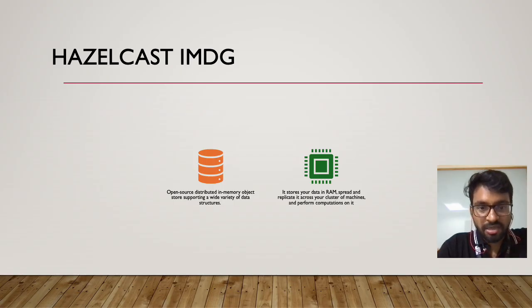Hazelcast IMDG is an open source distributed in-memory object store that supports a wide variety of data structures. It stores your data in the RAM, spreads and replicates it across a cluster, and it improves the performance of your overall application.